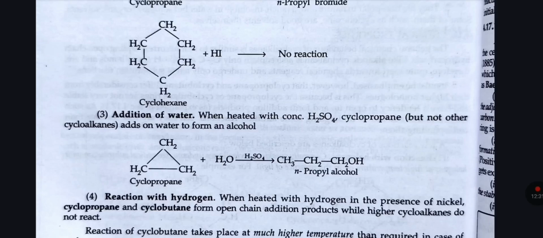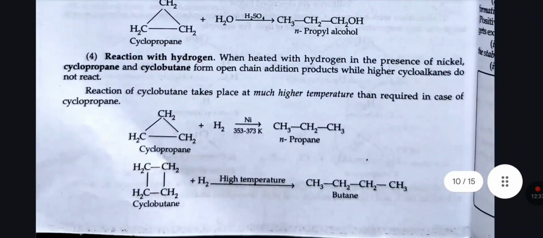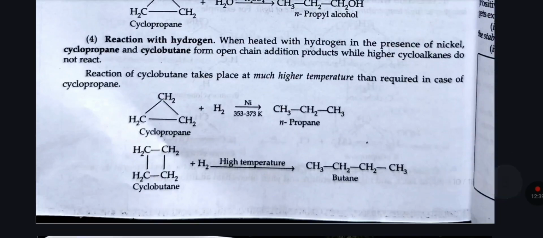Cyclopropane plus H2O in the presence of H2SO4 will give n-propyl alcohol. Fourth, reaction with hydrogen. When heated with hydrogen in the presence of nickel, cyclopropane and cyclobutane form open chain addition products, while higher cycloalkanes do not react. The reaction of cyclobutane takes place at a much higher temperature than that required in the case of cyclopropane.